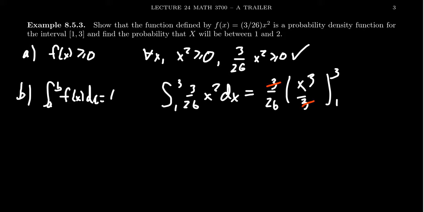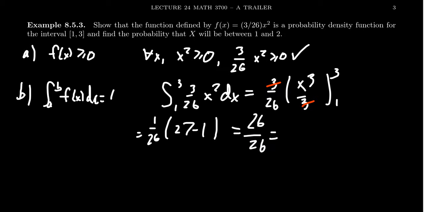If we plug in then the 3, we're going to get 3 cubed, which is 27, minus 1 cubed, which is 1. And so then you see it gets 26 over 26, and thus it becomes illuminated. Okay, I see. 3 over 26 was the factor chosen so that the area under the curve is equal to 1.